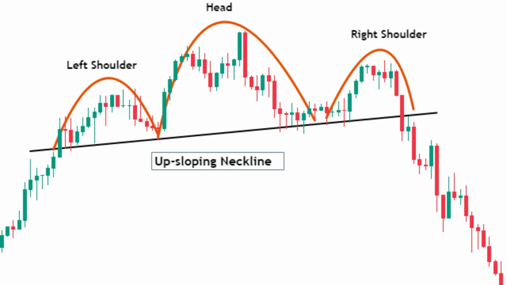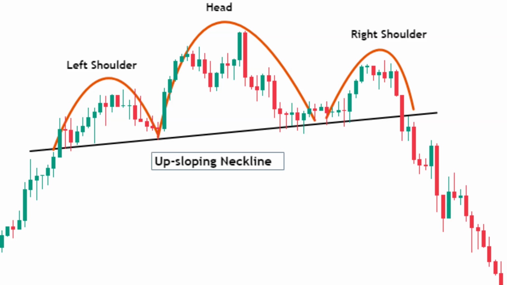An upward sloping neckline indicates that buyers, bulls, were able to keep the price slightly higher even before the pattern was fully completed. This shows that there was still some strength in the market pushing prices upward. Once the pattern is complete and the price moves below the upsloping neckline, it serves as a very strong confirmation that sellers, bears, have taken control. This shift often leads to a faster and more aggressive decline compared to patterns with flat or downward sloping necklines.